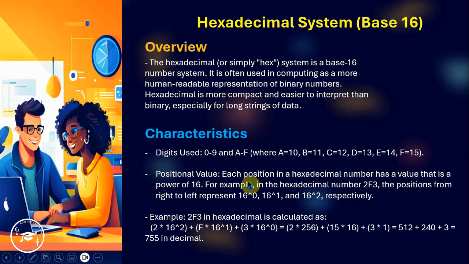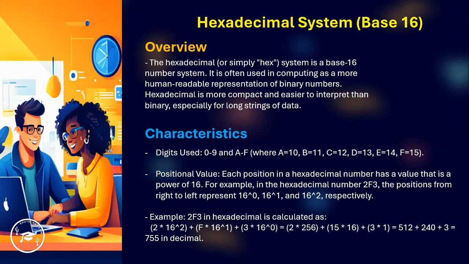So positional value. Each position, as explained earlier in the hexadecimal number, has a value that is a power of 16. For example, in the hexadecimal number 2F3, the positions from right to left represent what? 16 exponent 0, 16 exponent 1, and 16 exponent 2. Right? So 2F3 can be an example of a hexadecimal. Remember, it's a combination of letters from A to F and then 0 to 9. So F is within the range. So we are correct here.